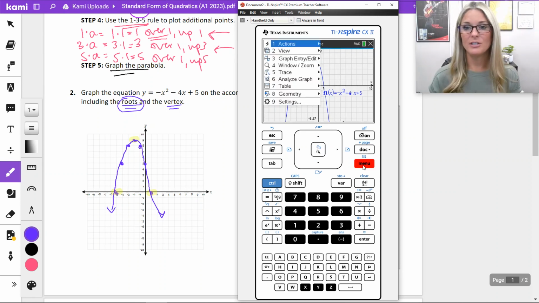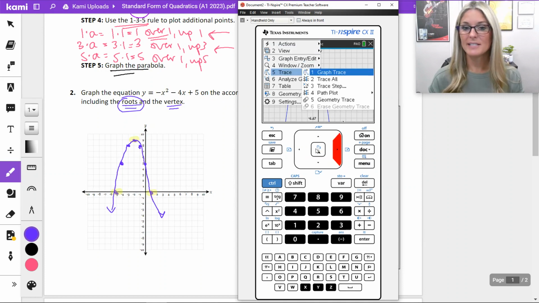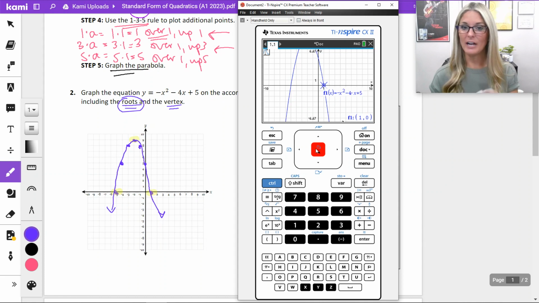Another feature a lot of students really prefer instead of the table is under Menu, Trace, graph trace. This is going to put a cursor on your graph, and you can scroll left and right to move that cursor. And as it moves along, it is going to identify those essential points like your x-intercepts, your roots. They're also called zeros. So we do see that 1, 0 identified there.